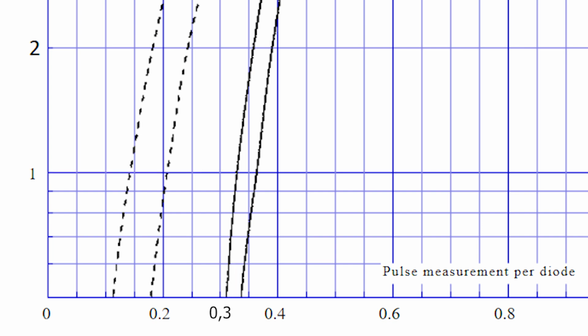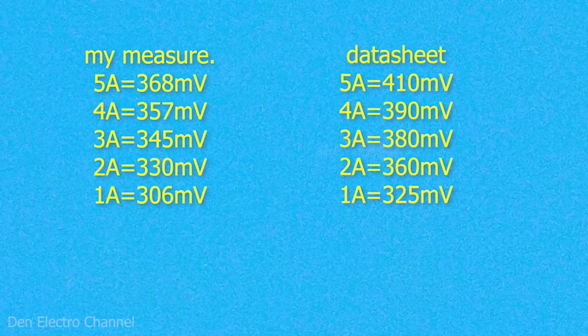If I'm interested in a current of 2 amps, then I'm looking higher. Here, the voltage drop will be approximately 360 millivolts. I also traced all the other currents and compared them with my measurements. My readings turned out to be about 10% less than those indicated in the datasheet. They turned out to be less than not only the maximum, but also the typical ones.